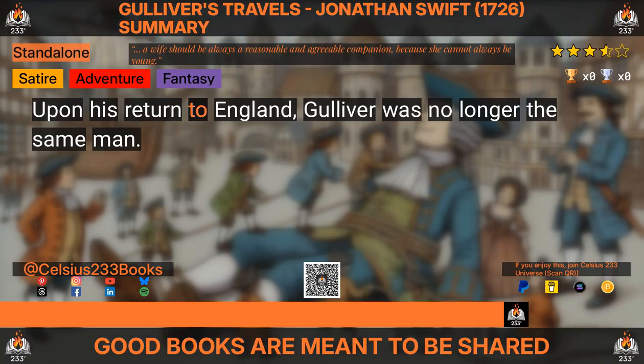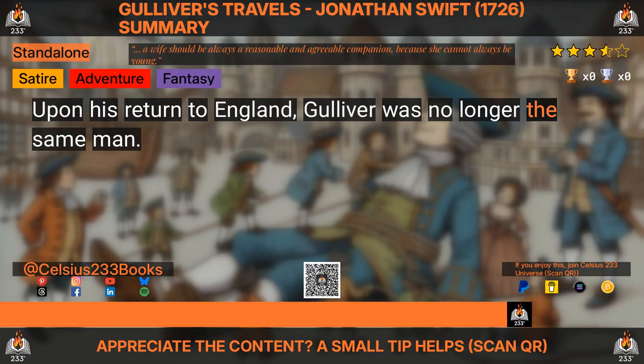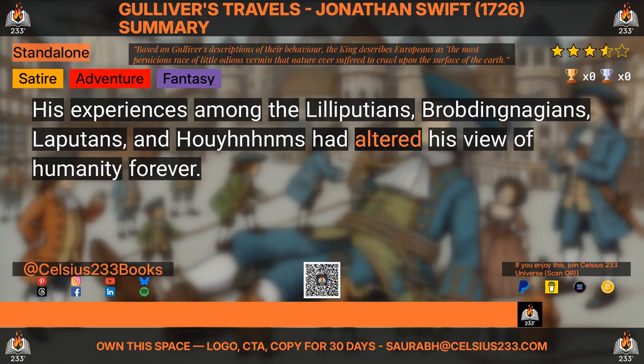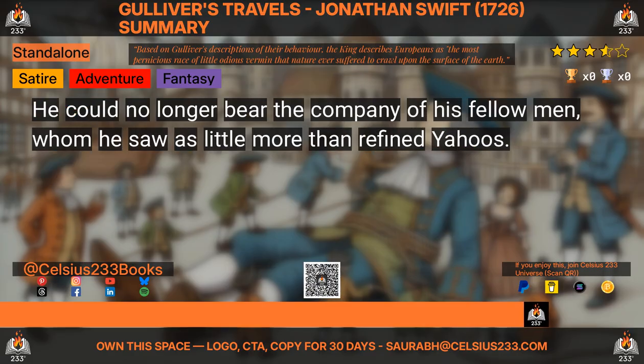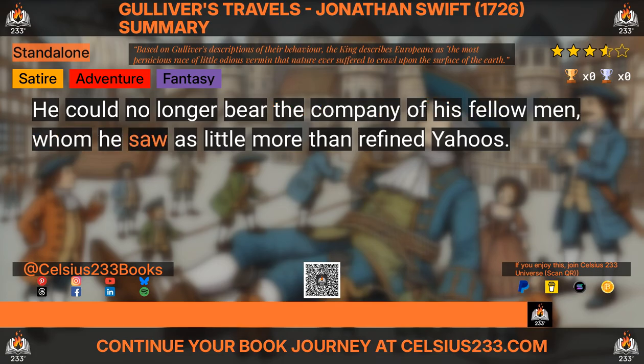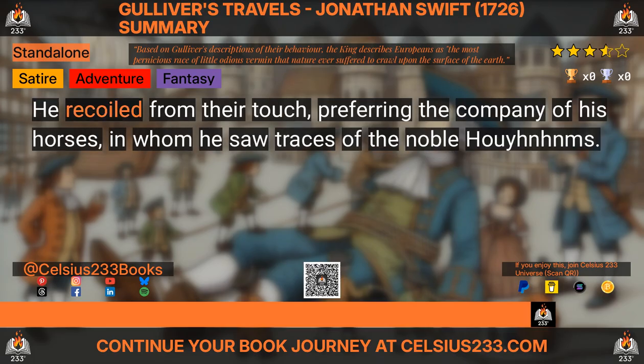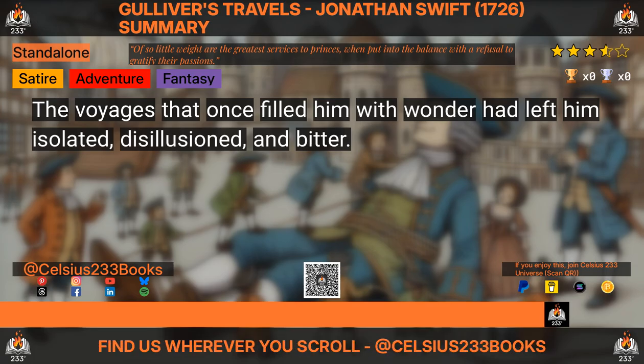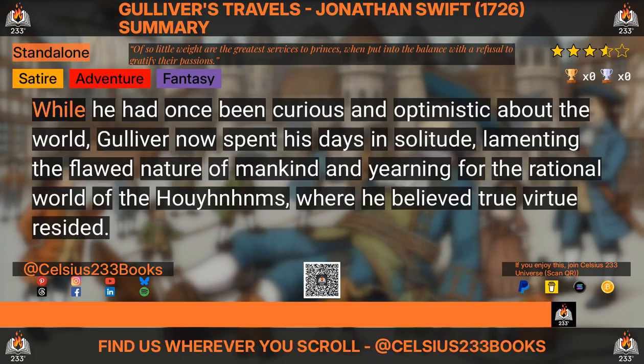Upon his return to England, Gulliver was no longer the same man. His experiences among the Lilliputians, Brobdingnagians, Laputans, and Houyhnhnms had altered his view of humanity forever. He could no longer bear the company of his fellow men, whom he saw as little more than refined Yahoos. He recoiled from their touch, preferring the company of his horses, in whom he saw traces of the noble Houyhnhnms. The voyages that once filled him with wonder had left him isolated, disillusioned, and bitter.